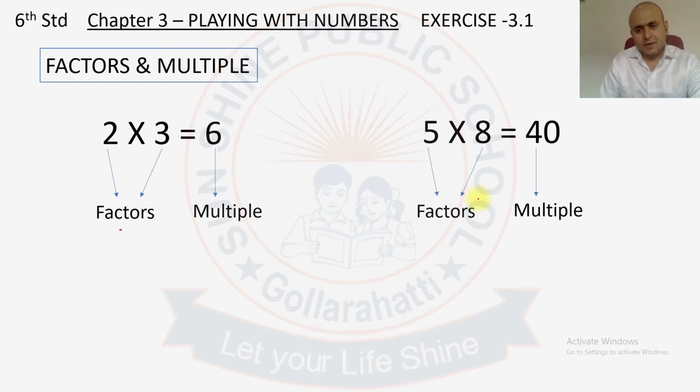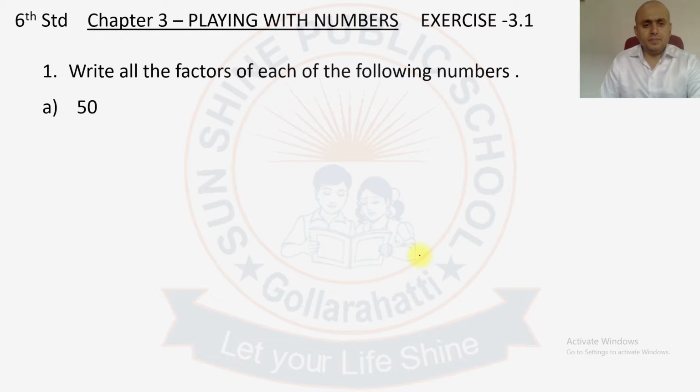So you now know what factors are and what multiples are. Let us do the first problem. Write all the factors of each of the following numbers. So here they are given 50 and we have to write all the factors of 50.